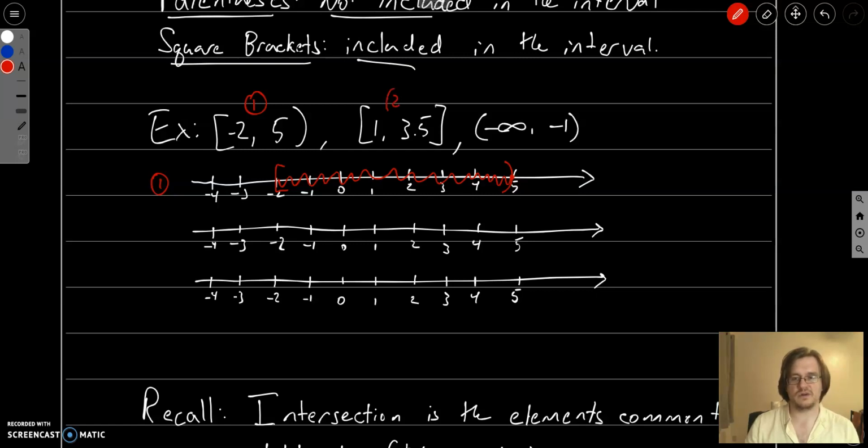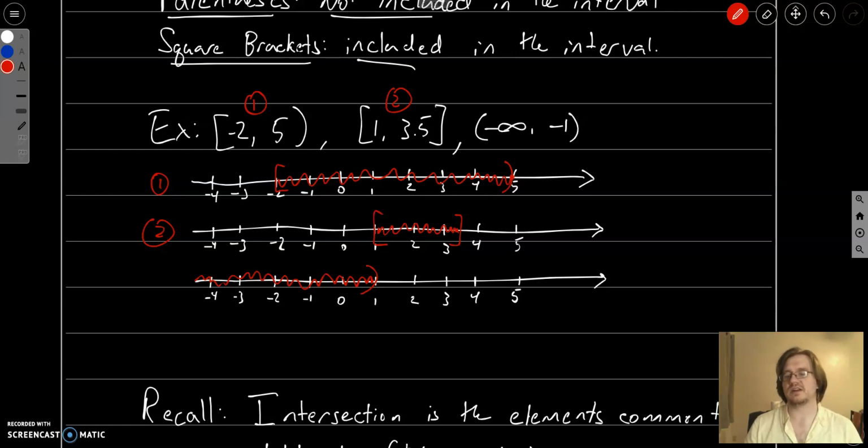Likewise, for interval number 2, this is going to start at 1 and end at 3.5, but we have square brackets on both sides, meaning that we will include 1 and 3.5. So 1 will be right here. 3.5 will be a little bit bigger than 3, but certainly less than 4, so it'll be everything in here. And then with this one, we have the interval from -infinity up to -1, but not including -1 because it is a parenthesis. So starting at -1, we will go everything below -1 forever because we have that negative infinity.